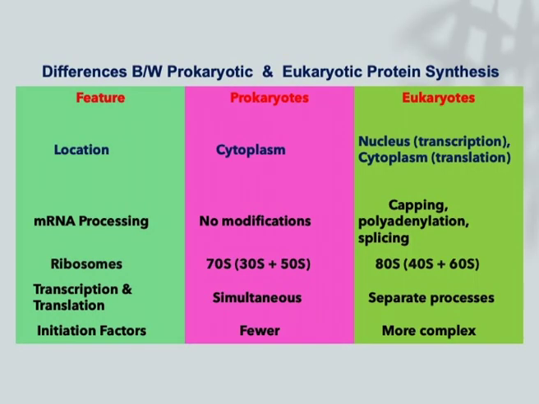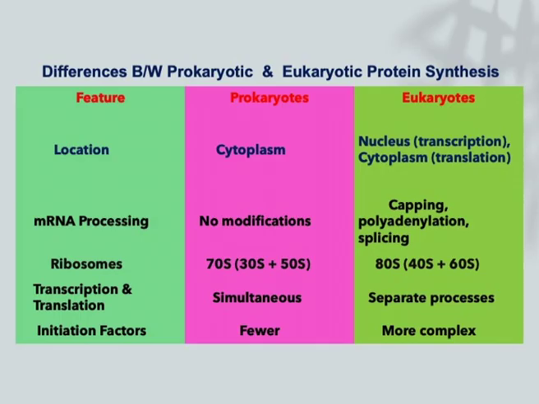Now, next, what is the difference between prokaryotic and eukaryotic protein synthesis? The major differences. Number one, we already discussed location. The location in prokaryotes, whether transcription or translation, is itself the cytoplasm. Remember, my dear students. But in eukaryotes, transcription is observed in the nucleus, while translation is observed in the cytoplasm.